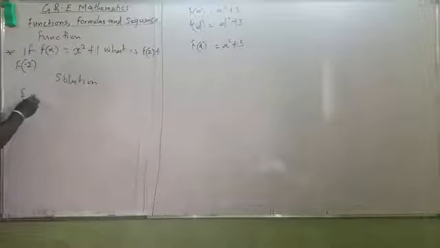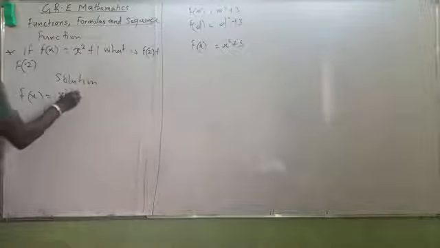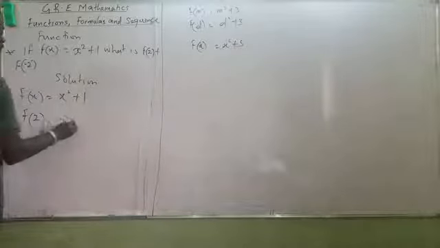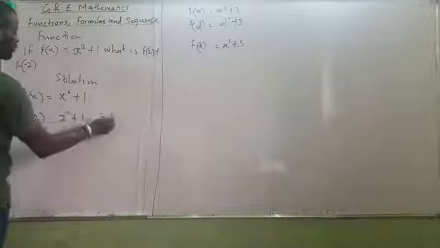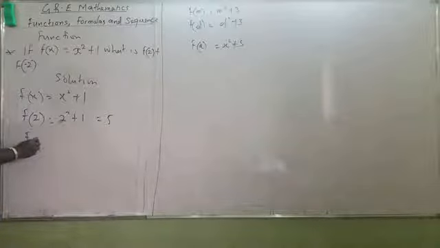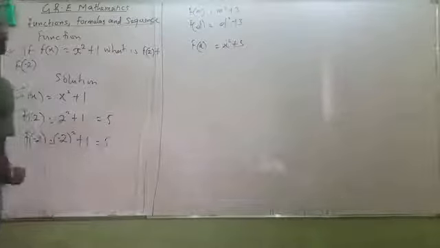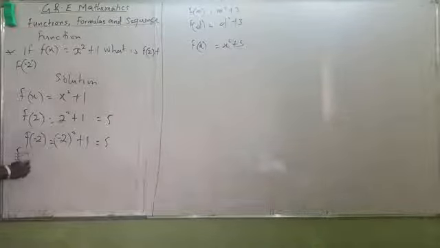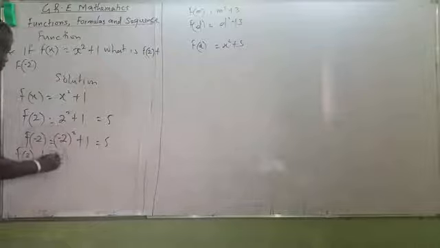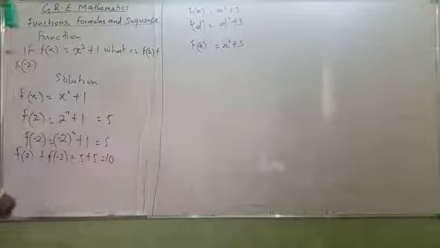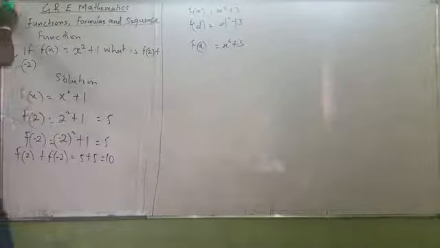It means my f of x equals x squared plus 1. Now, my f of 2 will be equal to 2 squared plus 1, which is 4 plus 1, which is 5. Now, f of minus 2 will be equal to minus 2 squared plus 1, which is going to be 5. It means f of 2 plus f of minus 2 will be equal to 5 plus 5, which is equal to 10. That is the answer for that part.